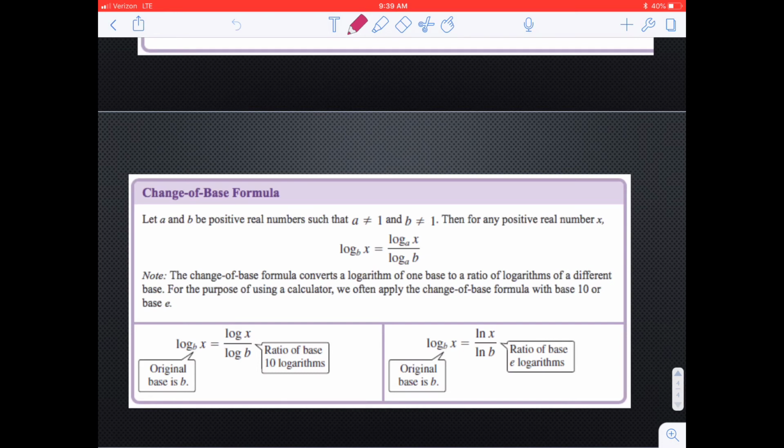What I want you to draw your attention to is that you can use this for ln's as well, but we don't tend to really need to use that. Since we are utilizing our calculator, we can just use the regular logs, and that will get the job done. Okay?